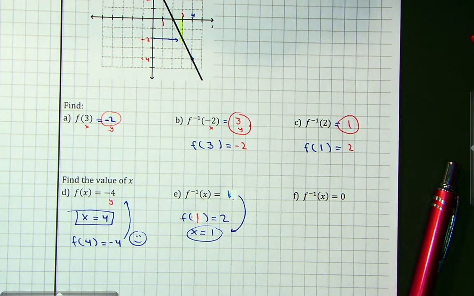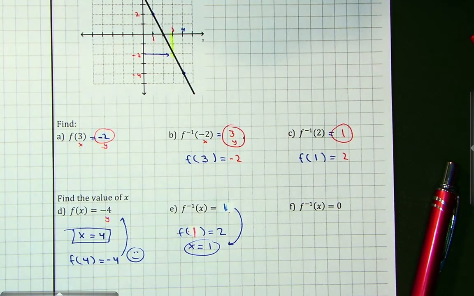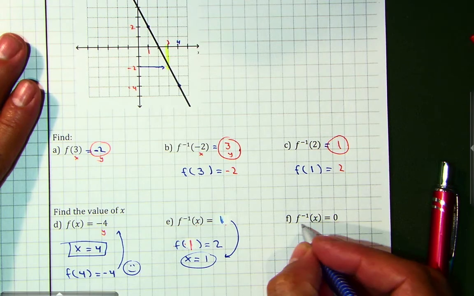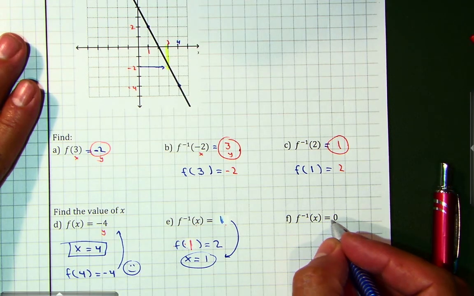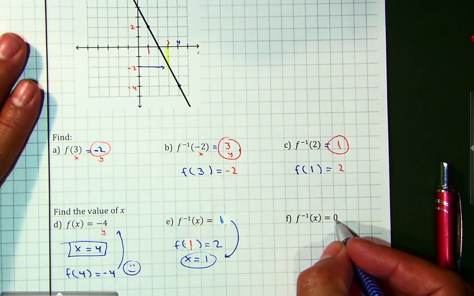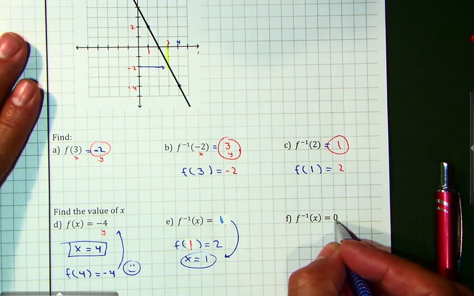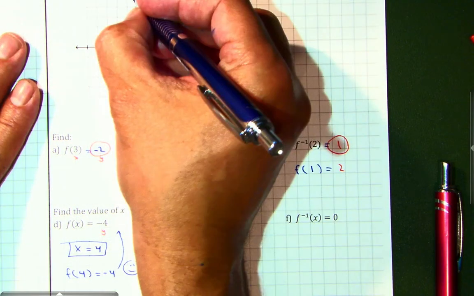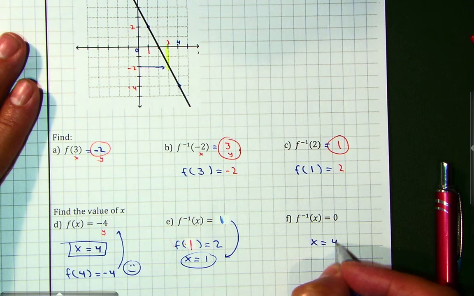How about for the last one? What did you get for the last one? So we have, this is your y value for the inverse. That means that this is your x value for the original function. So that will give you 4. So therefore, x equal to 4.